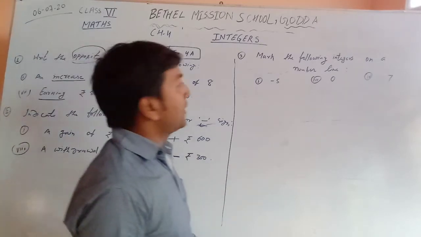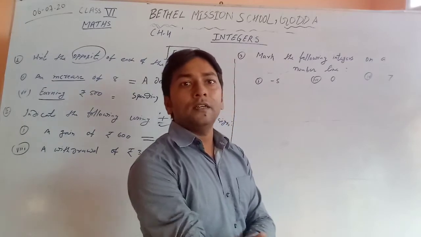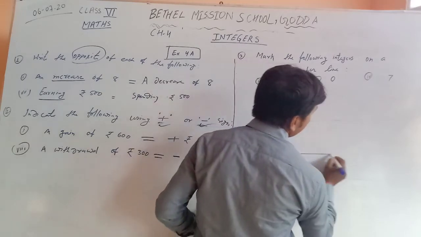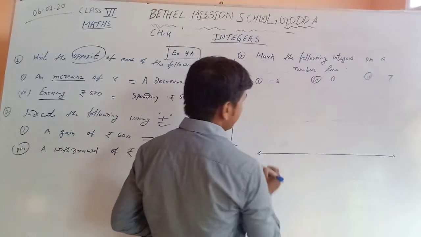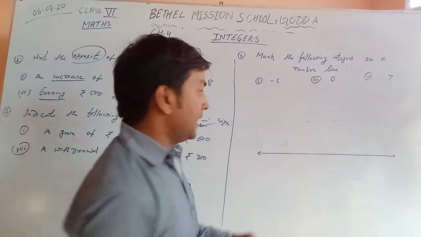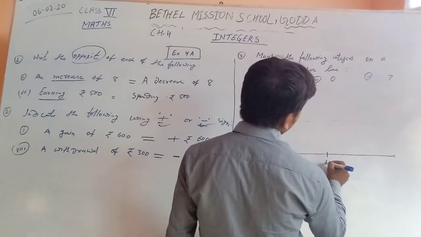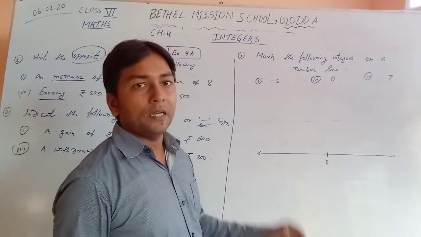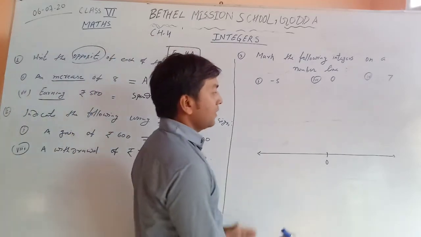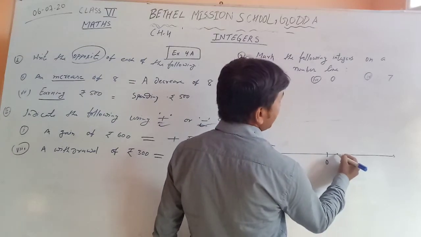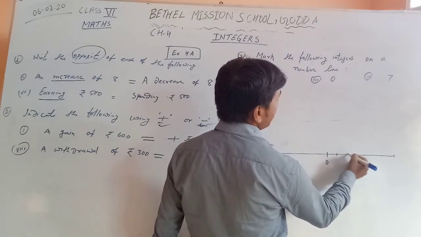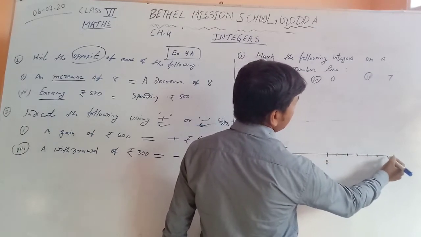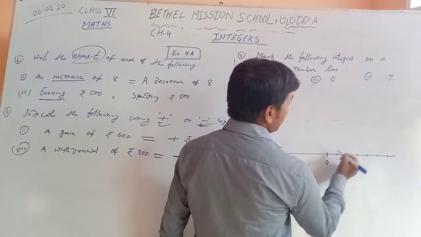Now the third one. Here we will learn how to make a number line. So you have to draw one line, and in the middle you have to take 0. Okay, you will draw with the help of a ruler. Each 1 centimeter you will mark on the line and give the names also on this side.